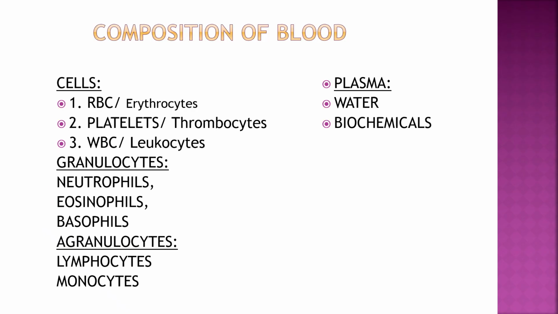So composition of blood, it is mainly of two things. The liquid portion is called as plasma and the solid portion is called as cells. So cells are of three types: RBC, platelets and WBC. So RBC also called as erythrocytes, platelets are also called as thrombocytes, and white blood cells also called as leukocytes.